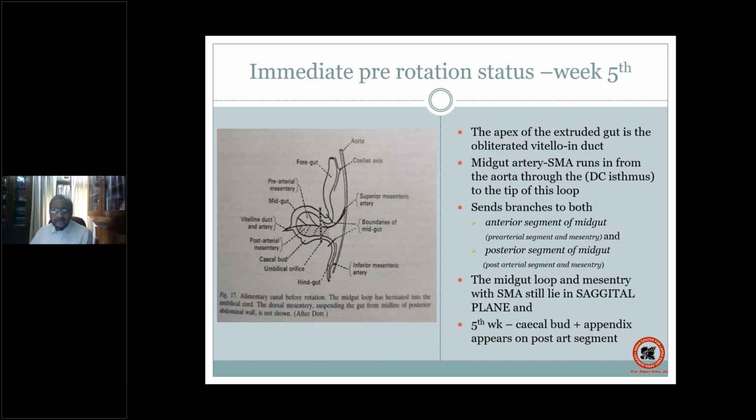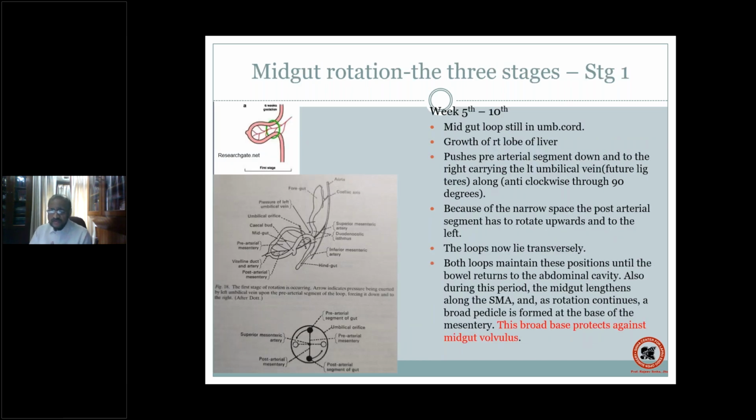Now, what happens? Now the rotation starts. Stage 1 of rotation starts in the 5th week and completes itself by the 10th week. Now, the midgut, remember, is still in the umbilical cord. It is not gone back in. So the first stage is occurring inside the umbilical cord and the extra-embryonic yolk sac, right? Now, what leads to this rotation? There is a growth of the right lobe of the liver. So what is happening? The liver is somewhere here and it starts growing.